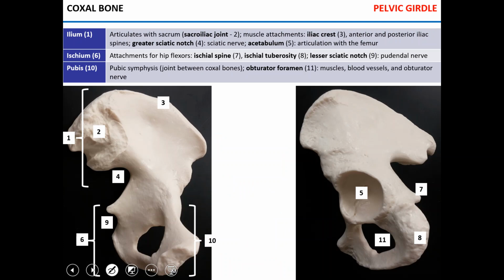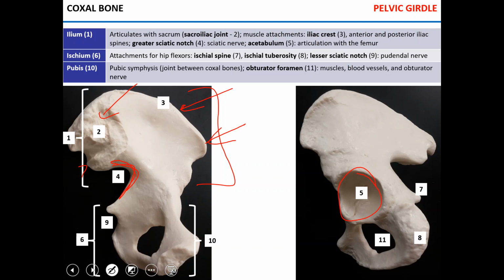Now, ilium, shown to us kind of roughly here, articulates with the sacrum at the sacroiliac joint. Abdominal muscles attach to the iliac crest, and you can clearly see iliac spines, the anterior and posterior iliac spine. Greater sciatic notch is where the sciatic nerve is passing through, and the large depression called acetabulum is the site of articulation with the head of the femur.